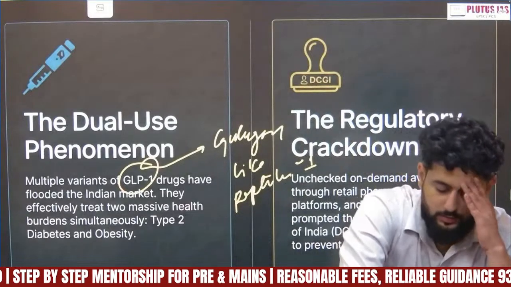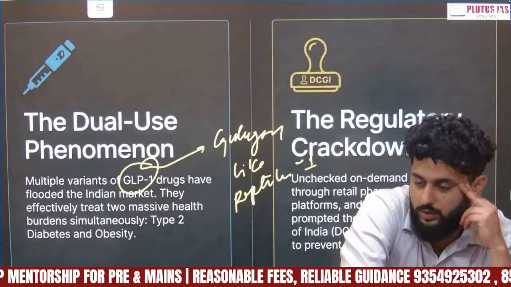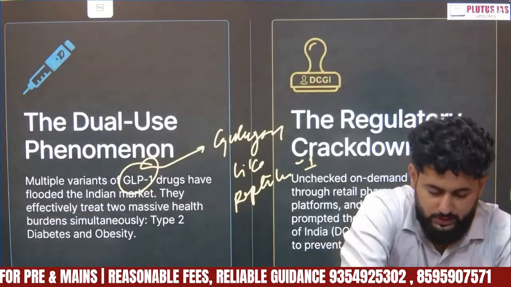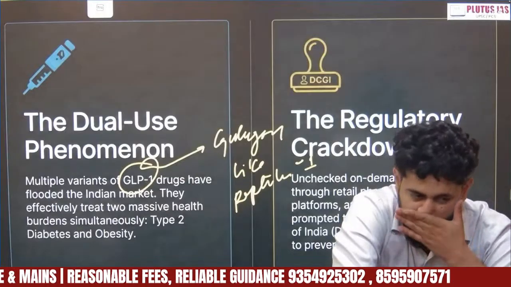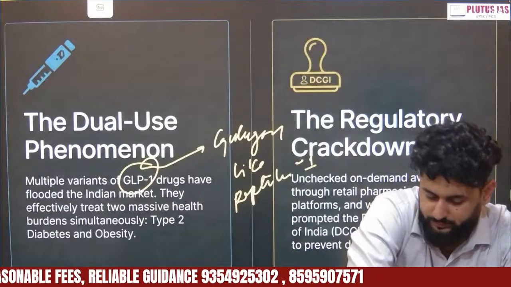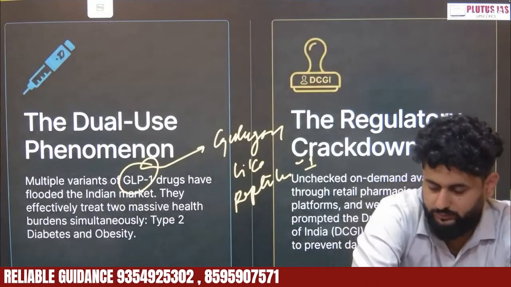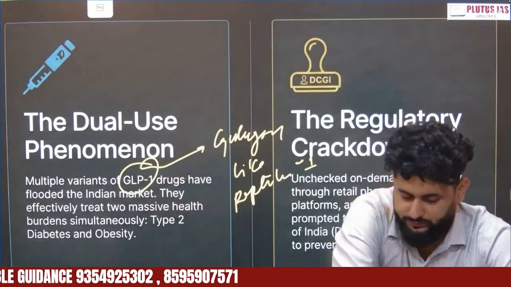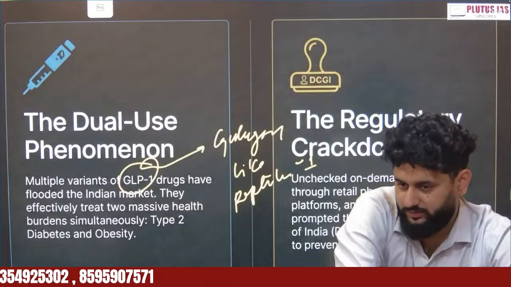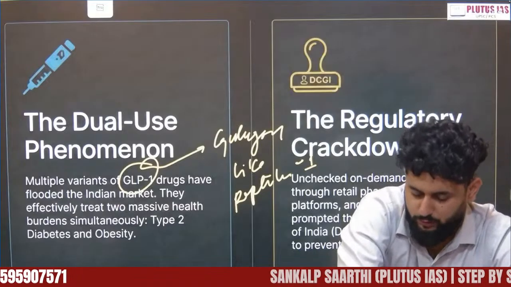लिख लेना इसके बारे में. GLP-1 is a natural hormone which is produced in your body, mainly in the intestine, after you eat the food. Its main job is to control blood sugar level. The main work is what? To control blood sugar level.